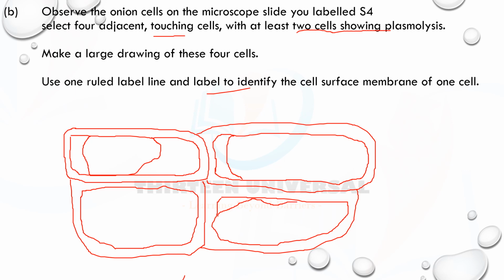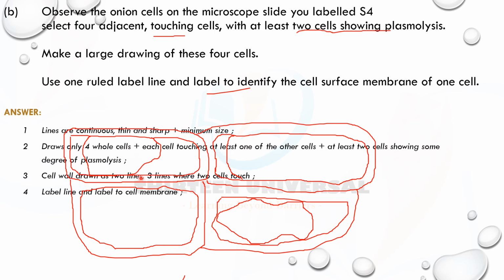Okay, guys, remember this is based on what you see from your specimen. Okay, let's assume one is not plasmolyzed. Okay, so I represented it. Remember each one has cell wall. At the boundary where they're touching, you have 3 lines. Cell wall is represented by 2 lines. Where they touch, 3 lines. Okay, so you can see lines are continuous. Remember, the lines you use must be continuous to get 1 mark.